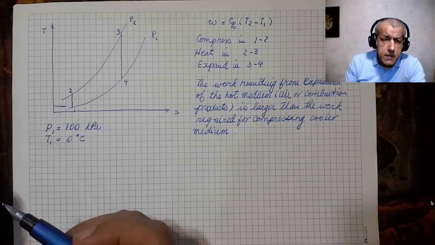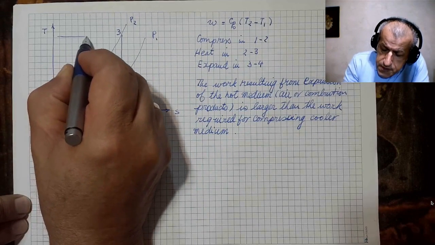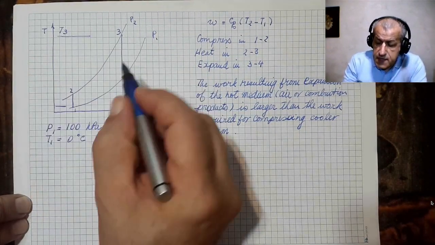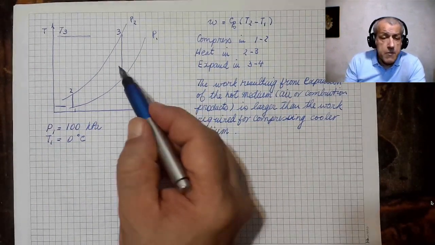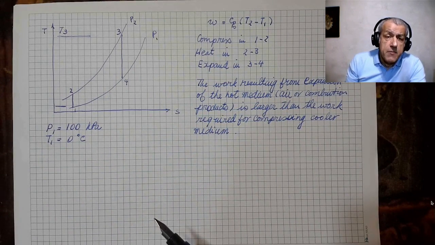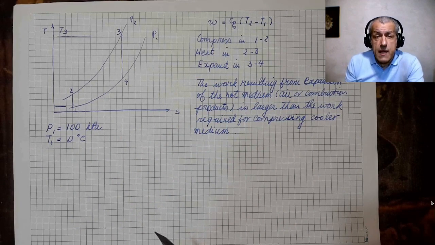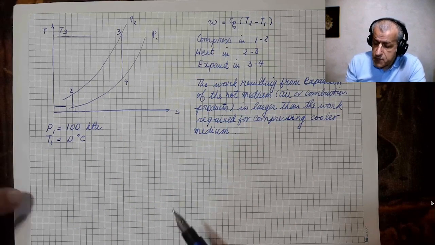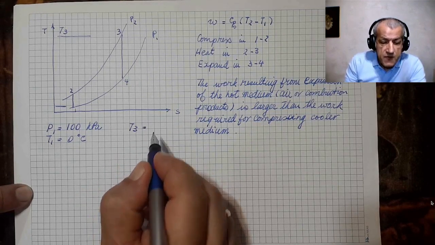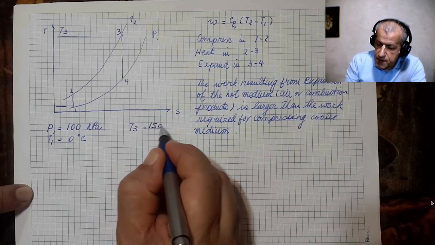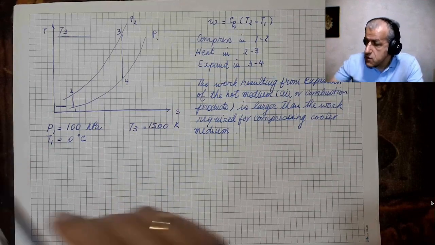Another limit, very important limit for these cycles, is T3. T3 is important since it is the hottest point in this system, and therefore the turbine blades should bear that temperature. That is a technological limit for gas turbines. And the present problem tells us that T3 equals 1500 kelvin.